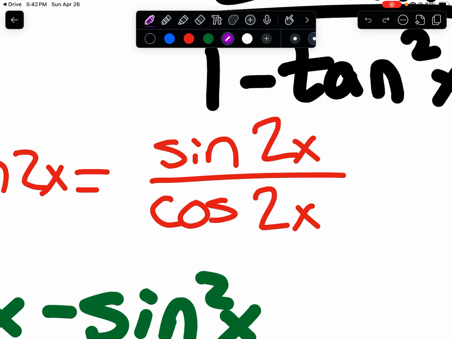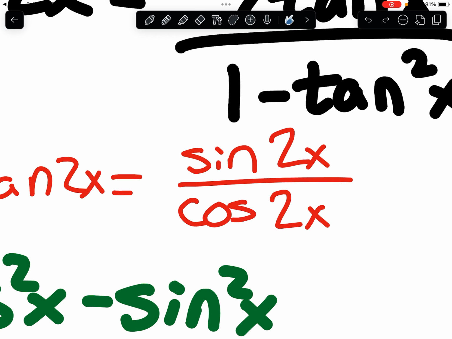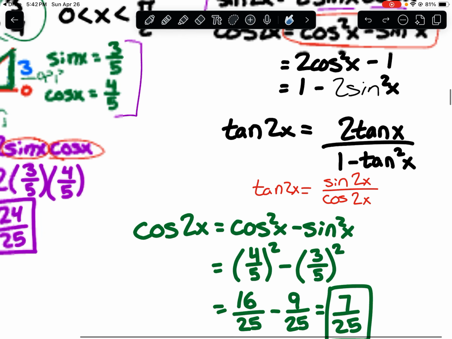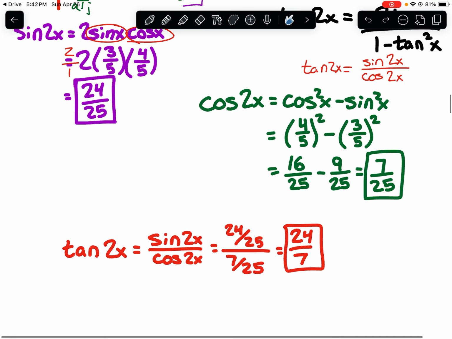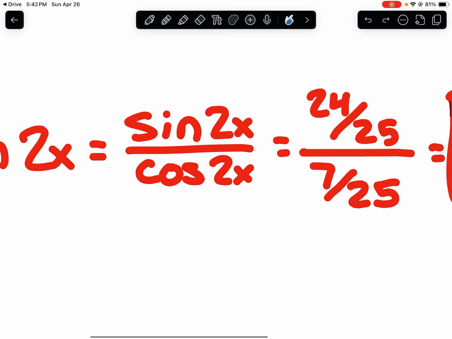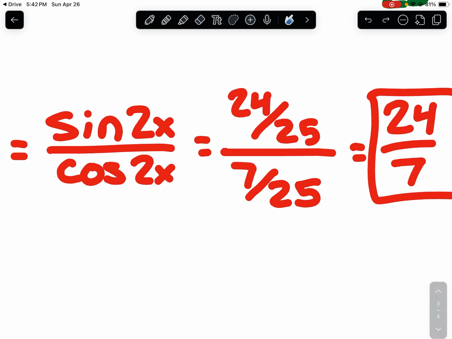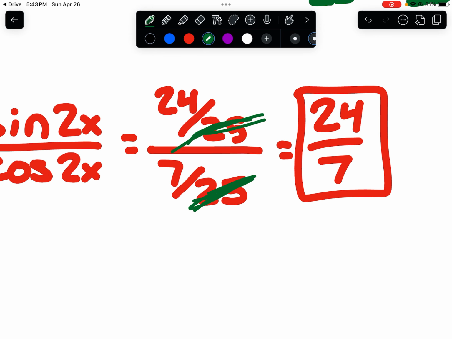So if you wanted to add this alternative formula for tangent 2x to your unit circle sheet, absolutely go for it. I personally like that one because the sine 2x and cosine 2x are the two numbers that we just found. That is the 24 over 25 and the 7 over 25. So if I go down here and I want to find tangent of 2x using sine 2x divided by cosine 2x, I could just plug in the 24/25 for the sine 2x part, 7/25 for the cosine 2x part. Then these 25s can basically cancel because they're the same denominator.